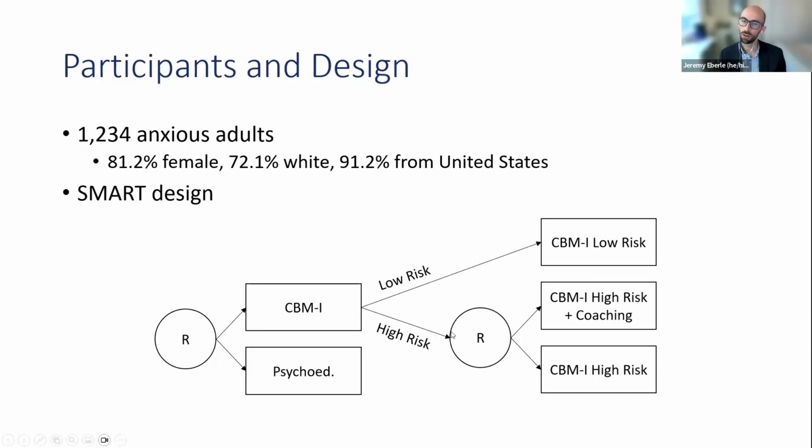And those who were classified as higher risk for dropping out were then randomized at stage 2 of this design to receive supplemental coaching. This was 4 weekly check-ins with an undergraduate coach that was supervised by graduate students in clinical psychology, about 15 minutes per check-in, or to just continue with CBMI as usual without any supplemental coaching. And then those participants who were classified as low risk just continued with CBMI without getting any coaching as well.